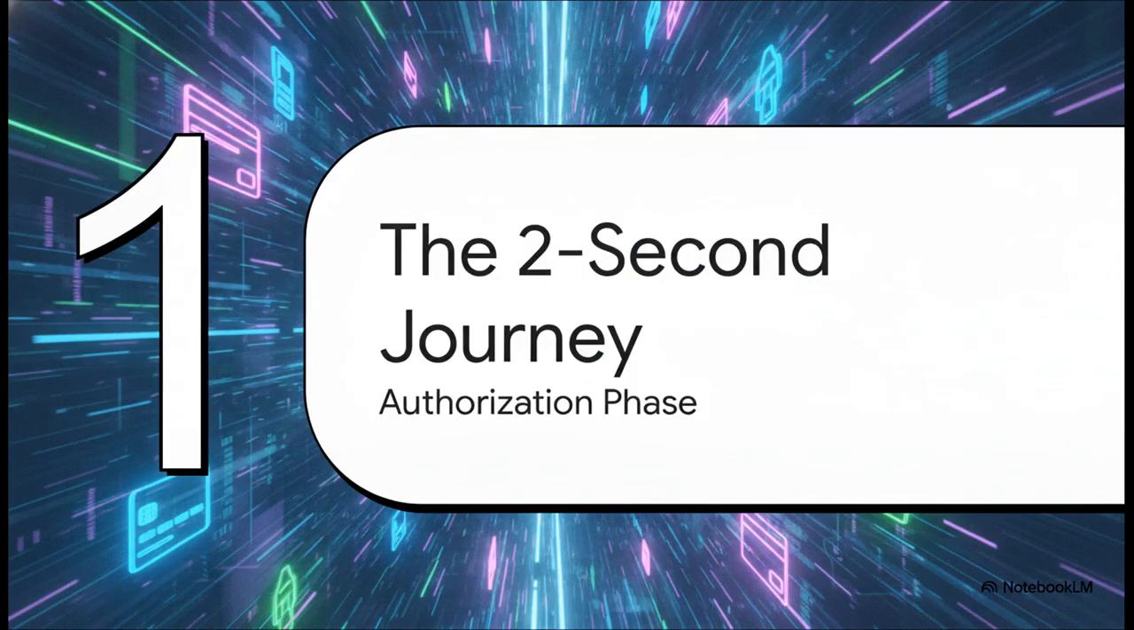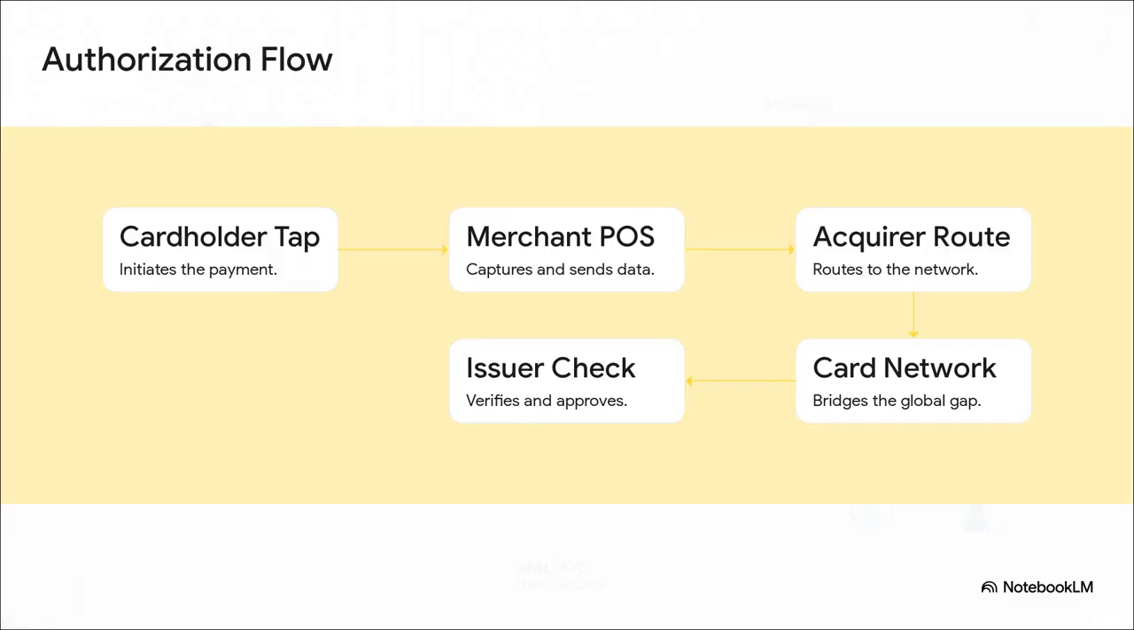Section 1. The under 2-second journey, authorization. Now, let's look at the very first half of this relay race. I want you to imagine a hyper-fast, neon-lit digital data highway that lights up the exact millisecond your card touches that retail terminal. Picture this dynamic, glowing digital pulse traveling swiftly across the map.